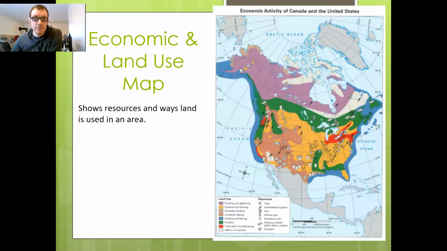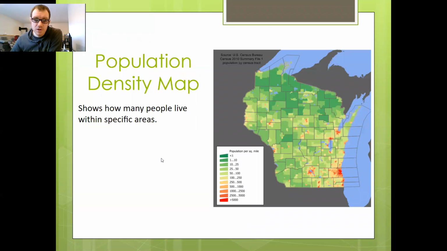And the last two maps, sorry, population density, our second to last one. This shows how many people live within certain areas. For example, here's our Wisconsin map, and it's telling you per square mile, how many people can you find. So in these regions per square mile, there may be 1 or 1 to 10 people, which is not many. Whereas if you get down to Milwaukee, per square mile, there might be 5,000. So 5,000 in a chunk, 1 person in a chunk, very different.